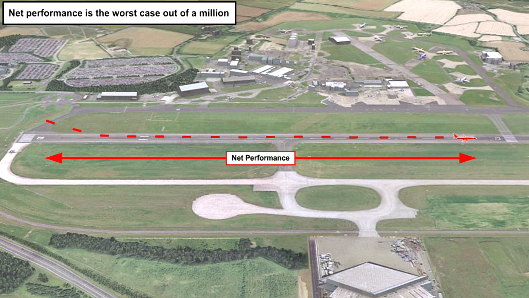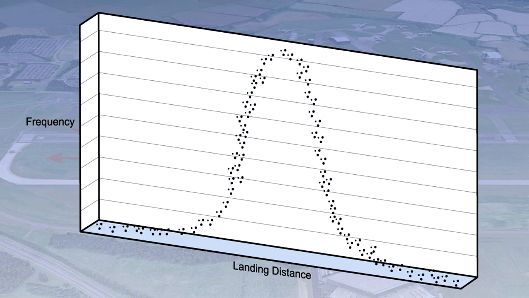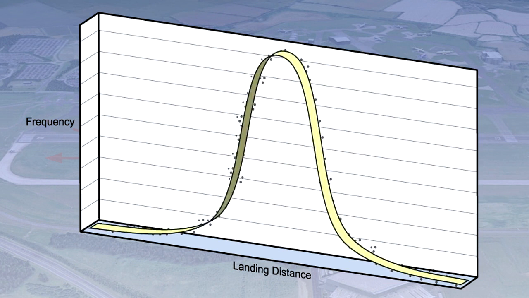In order to determine this performance standard, the authorities will not, of course, carry out 1,000,000 landings or takeoffs. Rather, they will have statistical data stretching back for many years and from many aeroplanes. In the case of landing, this data will be plotted on a histogram, with landing distance on the bottom axis and frequency of landings on the left axis, as shown.